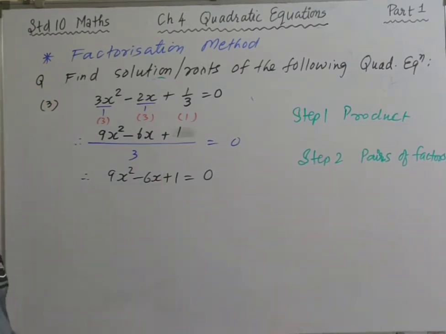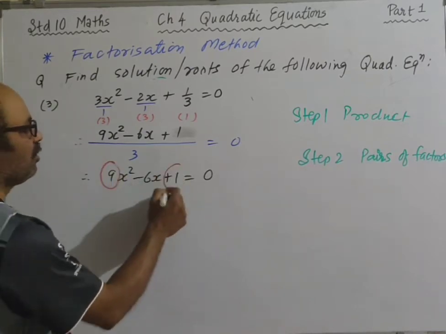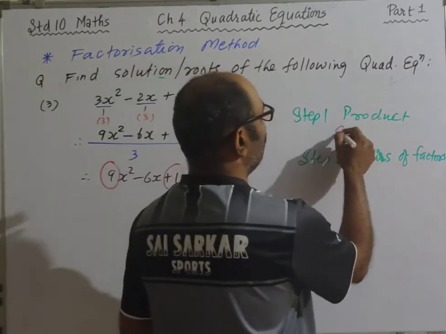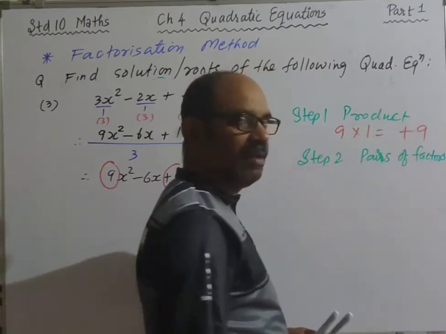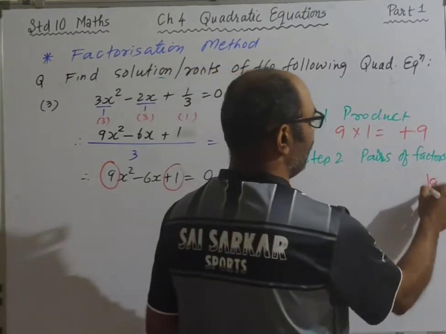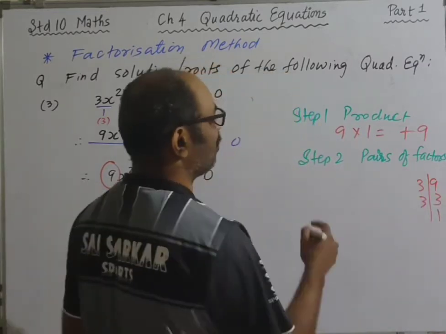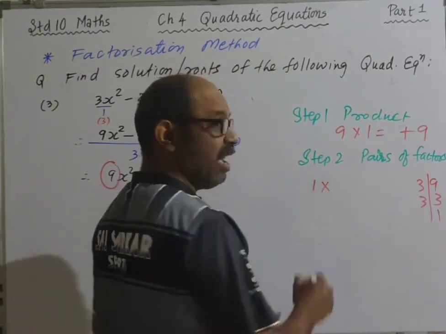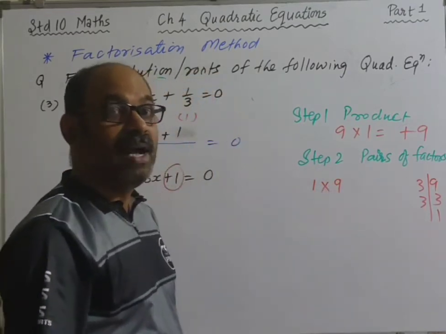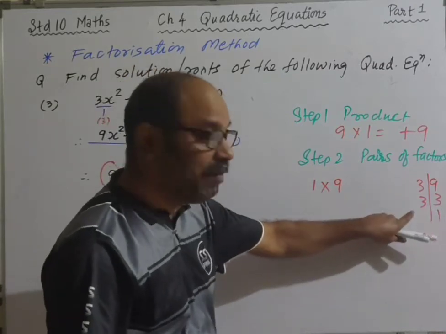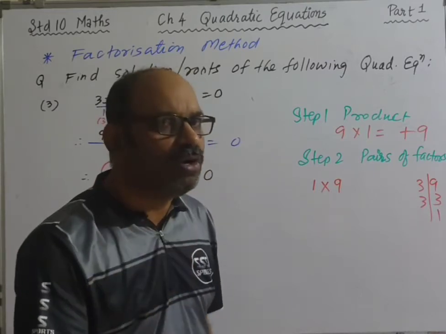All right. Now step 1, step 2. You have to find the product of the coefficient of x square and the constant term. 9 ones are 9 and same sign, so plus. Very important. Prime factors of 9: 3 3s are, 3 ones are. Now pairs of factors of 9. 1 is a factor of every number, so write 1 first. 1 into 9. After 1 comes 2, but here no prime factor is 2, so 2 is not a factor of 9. Skip 2.